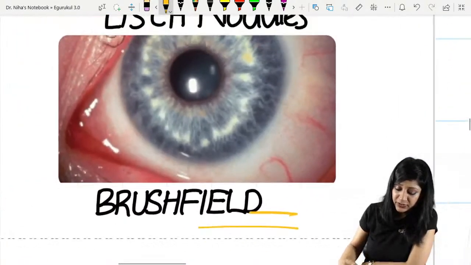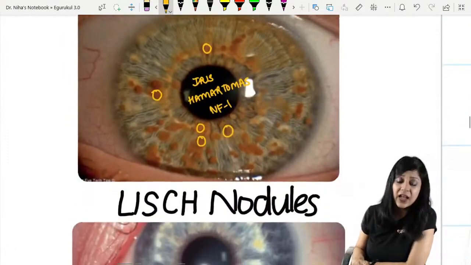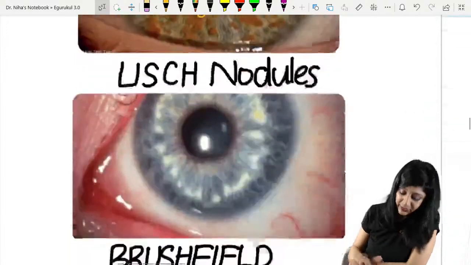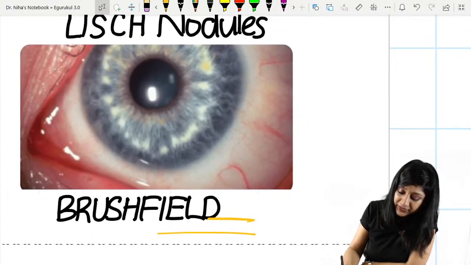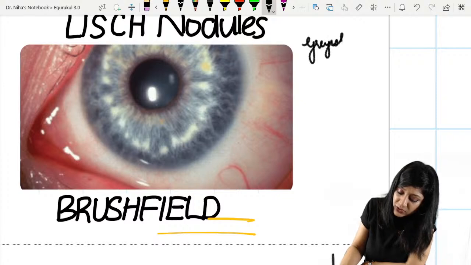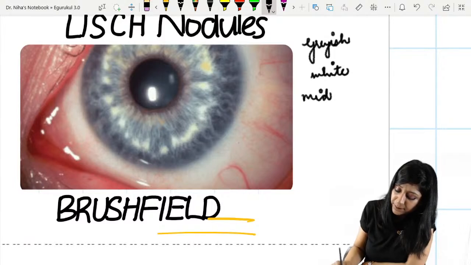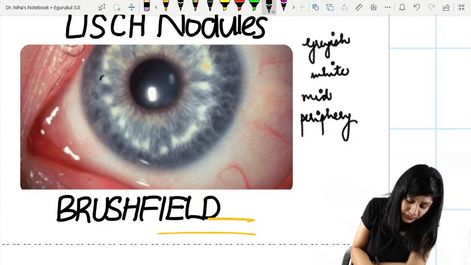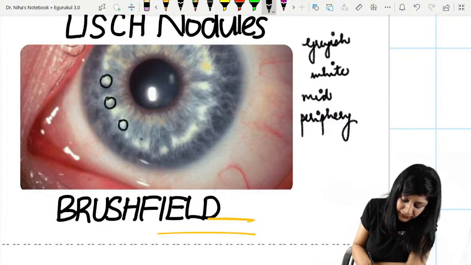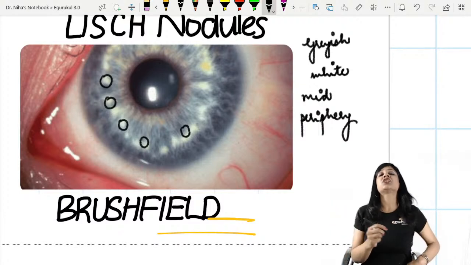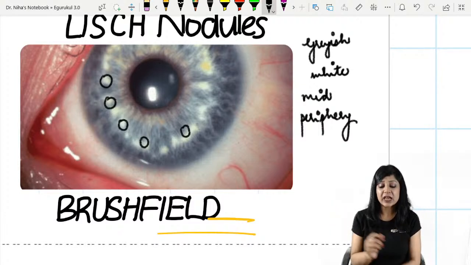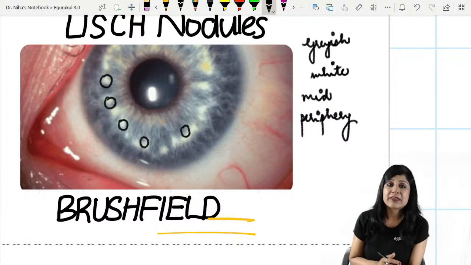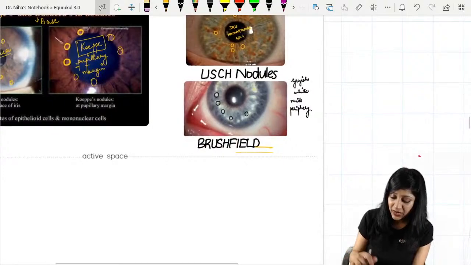And these are your Brushfield spots. Now can you see the difference? Shreya, I suppose you are seeing this. These are your iris hamartomas, and these are grayish white in color, plus these are at the mid periphery. They are grayish white in color and they are present at the mid periphery, something like this. These are called the Brushfield spots. Brushfield spots are present at the mid periphery. Okay, these are present in Down syndrome.